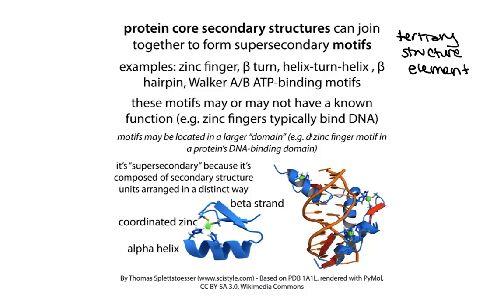You can see that it has an alpha helix, it has a beta strand, and it also has a coordinated zinc molecule. So that's one of the places where you can see that not only are proteins getting involved, but actually the other molecules that they're bound to. And this is going to give it this characteristic shape that's going to allow it to bind to DNA. We'll talk more in a second about this word domain, but motifs can be located inside of a larger domain.